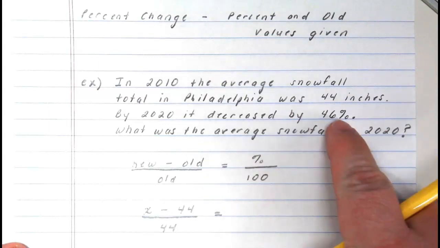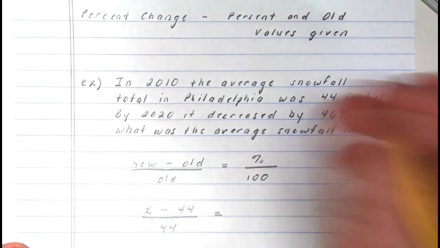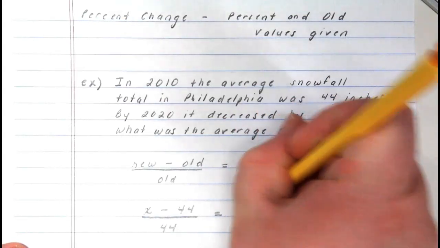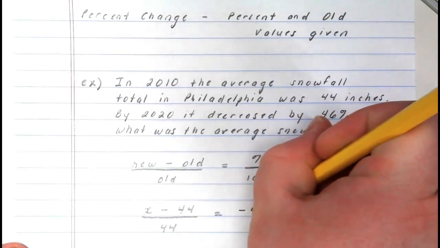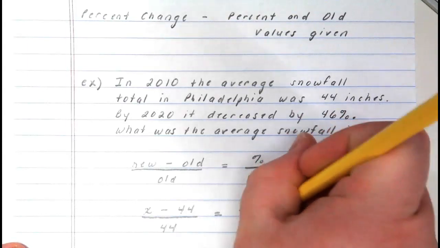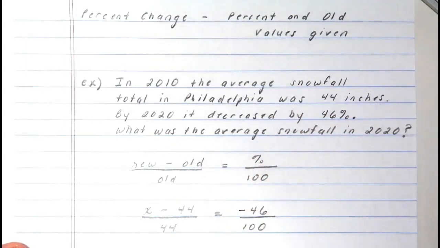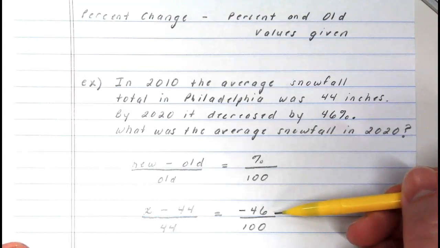Well, it decreased by 46%. So if it's a decrease, we should have a negative. So it should be negative 46 over 100. If it would have been an increase, it would have been a positive amount here.